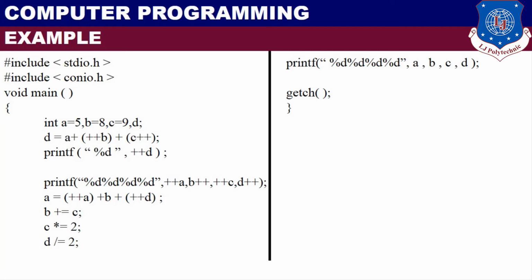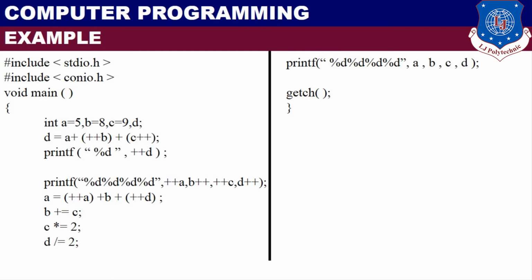Third %d is ++c, that is a prefix. As we discussed, when we are going to use c, it will be 10, but this is prefix, so 10 will become 11, and d++, that is a postfix, so the initial value of d, 24, will be printed, now it will become 25.